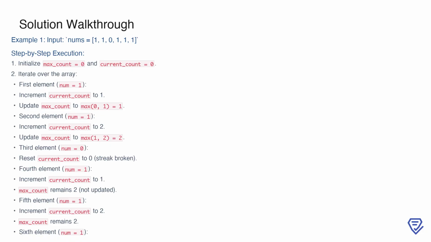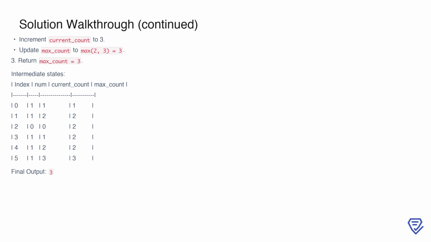For the fifth element, which is another 1, current_count increases to 2, and max_count is still 2. Finally, we process the sixth element, another 1, and see what happens next. For the sixth element, which is 1, we increment current_count to 3. At this point, we update max_count to the maximum of 2 and 3, which results in max_count equals 3. After iterating through the entire array, we return max_count, which is 3, as the final result. This means the longest streak of consecutive ones in the input array is 3.